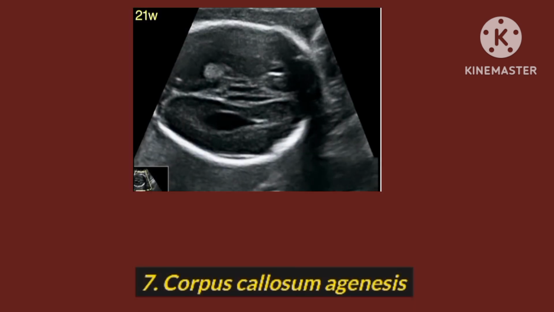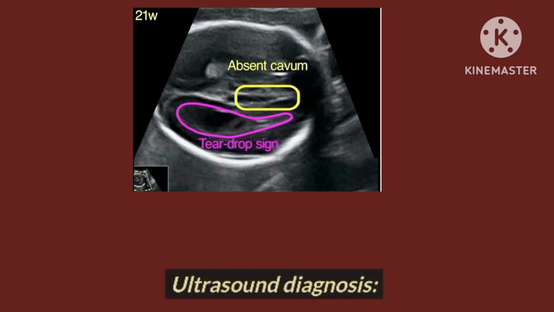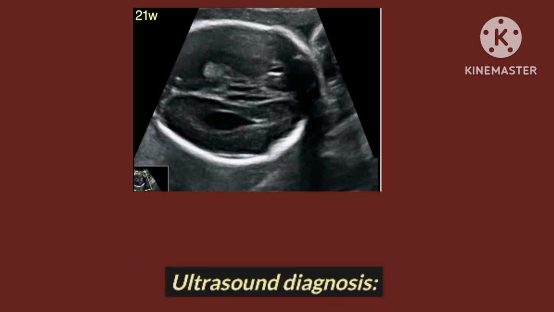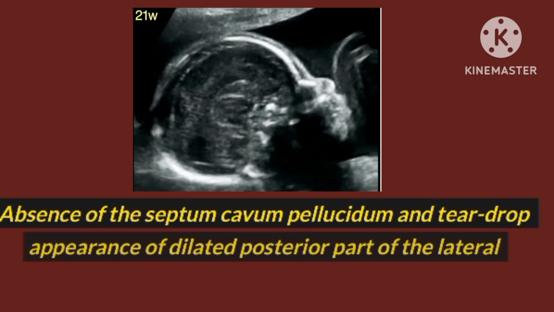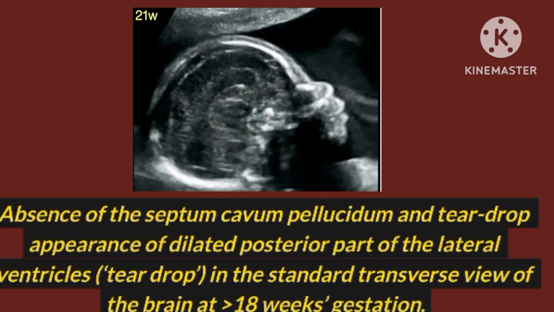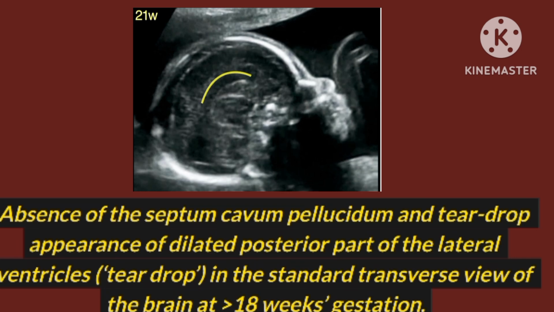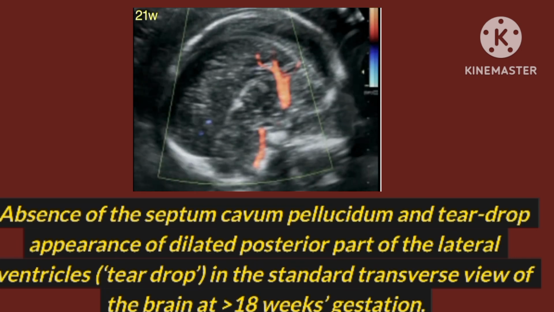Number 7. Corpus callosum agenesis. Ultrasound diagnosis. Absence of the septum cavum pellucidum, and teardrop appearance of dilated posterior part of the lateral ventricles, teardrop, in the standard transverse view of the brain at greater than 18 weeks gestation.